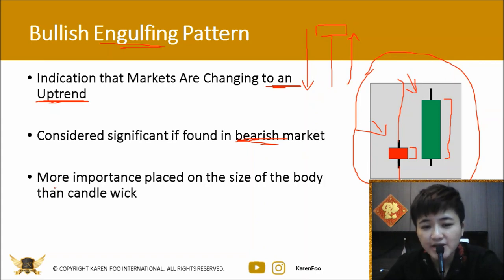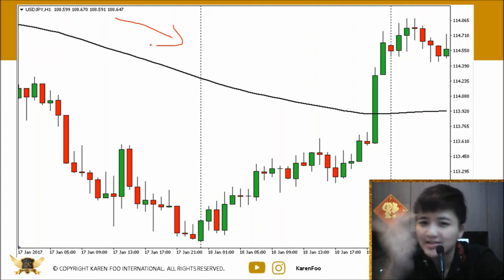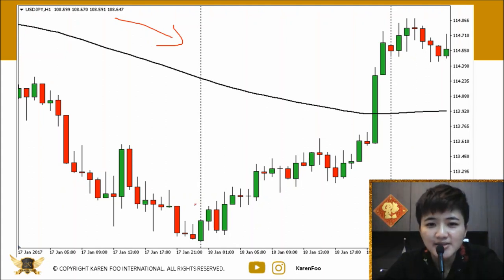Okay, so if I give you an example, this chart over here, obviously we are on a downtrend, okay? Can you spot where the bullish engulfing pattern is in this chart? Take a quick look. Here's the thing. Train your eyes, okay? Train your eyes to spot patterns just like that. Okay, it's basically right here. Can you see that?